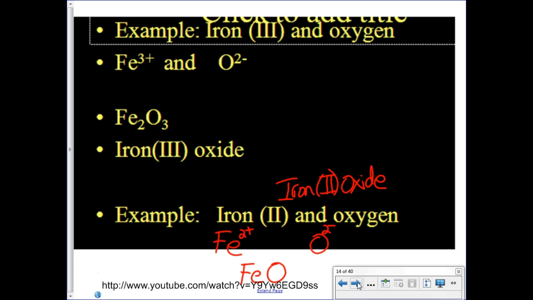And then another example that I've done down here is iron 2 and oxygen. So iron can have 2 different charges. And that, again, that Roman numeral is distinguishing that here. And so for iron 2 and oxygen, our formula is FeO.